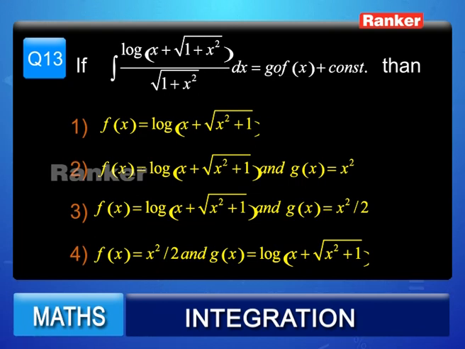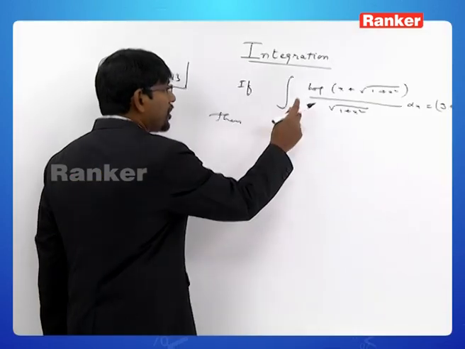Second option, f of x is equal to log of x plus root over x square plus 1 and g of x is equal to x square. Third option, f of x is equal to log of x plus root over x square plus 1 and g of x is equal to x square by 2. Fourth option, f of x is equal to x square by 2 and g of x is equal to log of x plus root over x square plus 1. Let us see how this can be done.